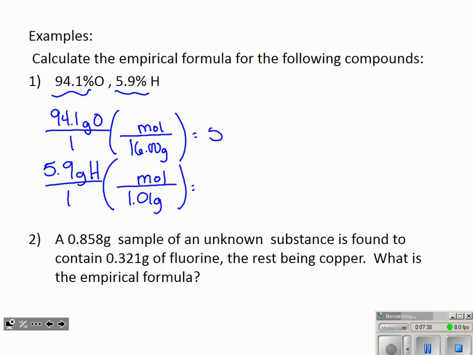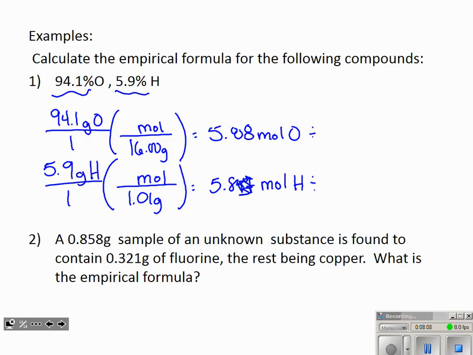We have 5.88 moles of oxygen and 5.9 moles of hydrogen, 2 significant digits. Now these are not the subscripts. We will divide both of these by the smallest.